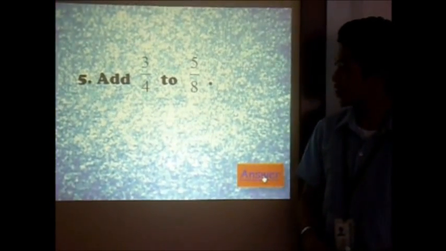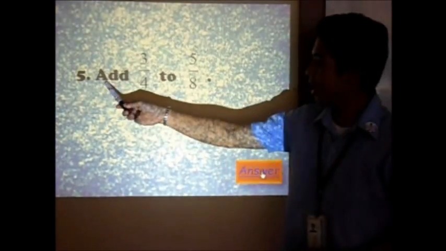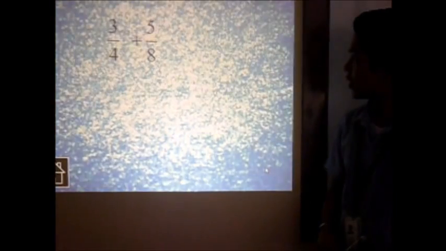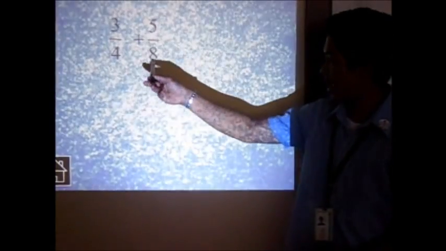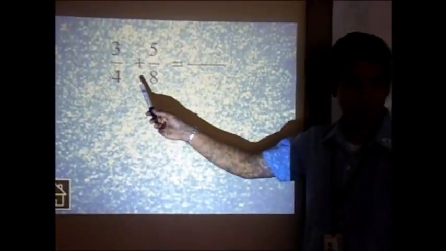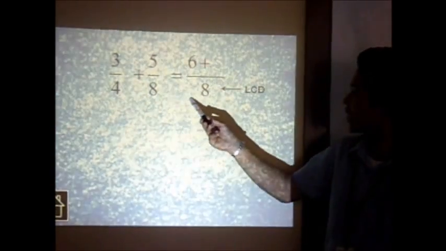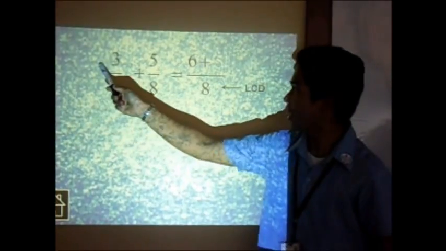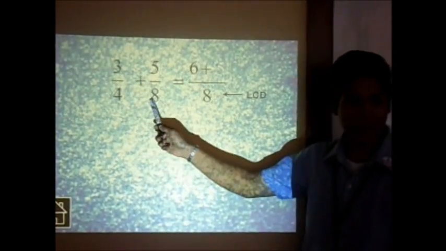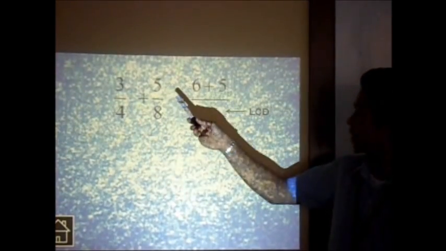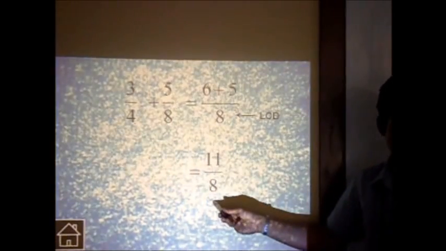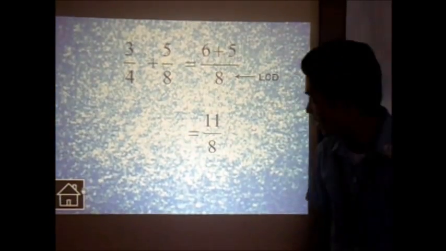We have the last question for fraction. Add 3/4 to 5/8. So the procedure and the answer: we have 3/4 plus 5/8. We get the LCD, or the least common denominator. We have 8. 8 divided by 4 multiplied by 3, we get 6. 8 divided by 8 multiplied by 5 is 5. Then simply adding the numerators, we have 6 plus 5 is equal to 11 over 8. So that is the answer. Next question, please.